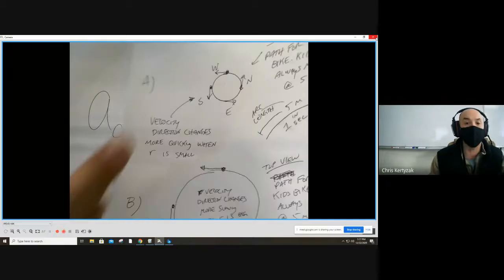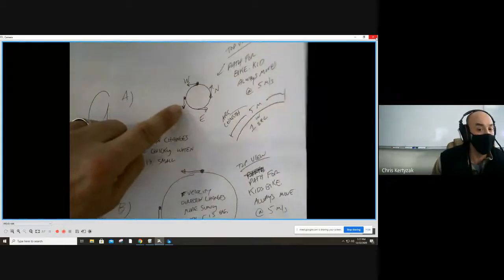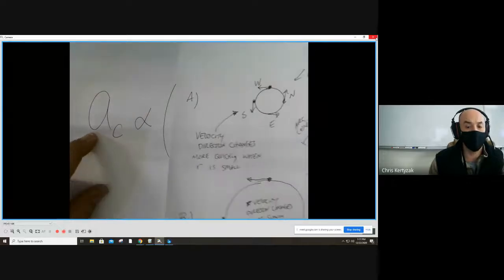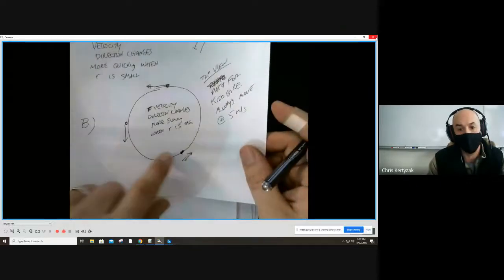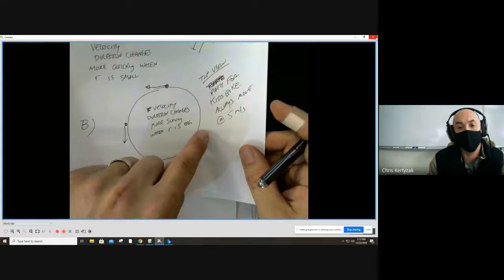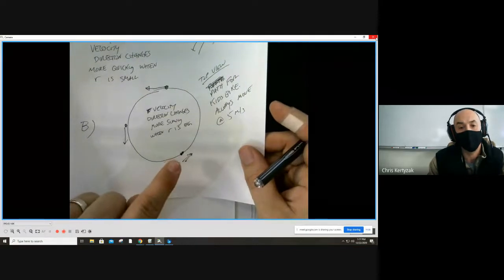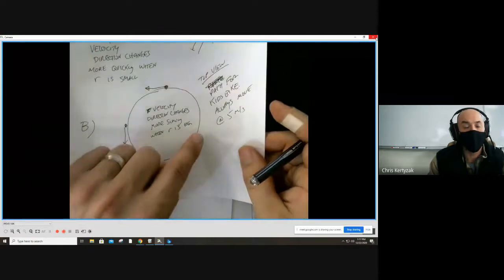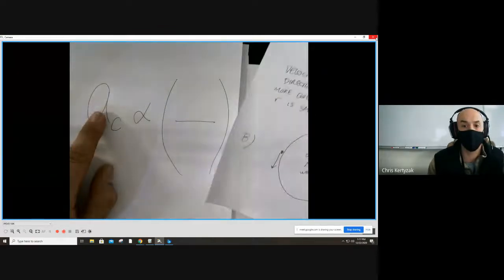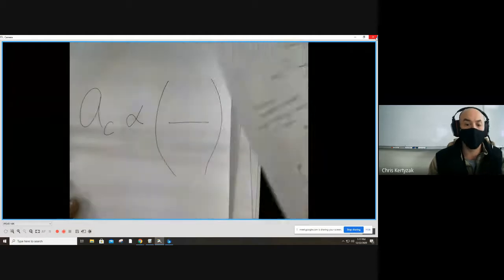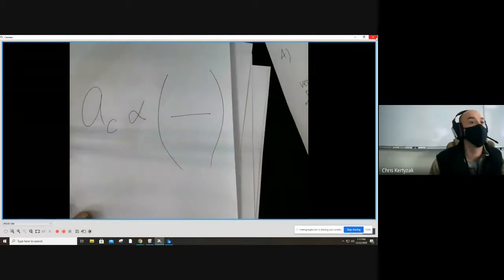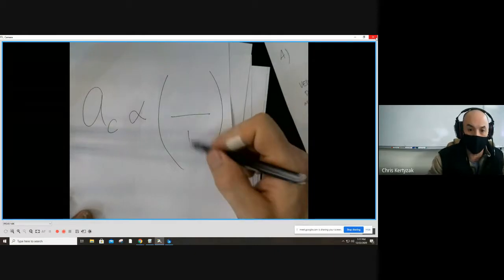If R is really tiny, like we said, then the direction changes quickly. We call that a high centripetal acceleration. If R is big, on the other hand, and the direction is changing very slowly, then we'd call that a low centripetal acceleration when R is big. So where do we think R should go? Here or here? In the denominator. Why would you like it there?